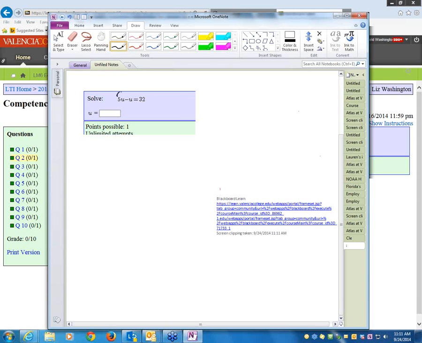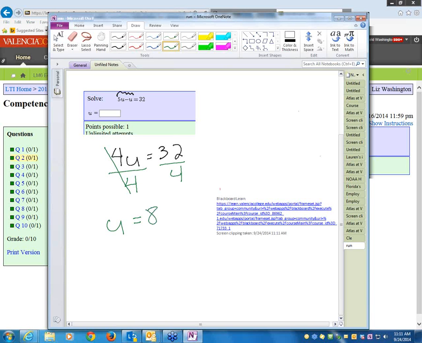Okay, so in this problem, same kind of thing. I have 5u minus u. I need to combine these like terms as much as possible, and I get 4u equals 32. And the same thing, I'm trying to get the variable alone, so I'm going to divide by the coefficient, which is 4 this time. This leaves me with my variable all by itself, and 32 divided by 4 is 8.